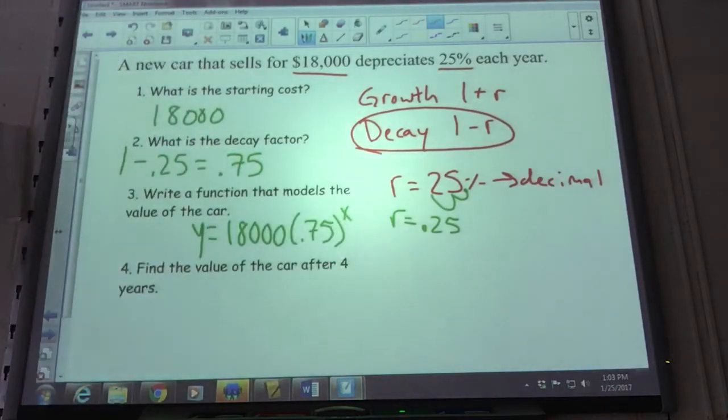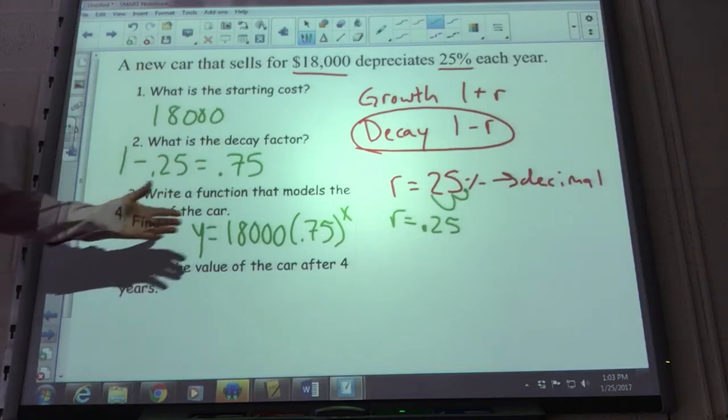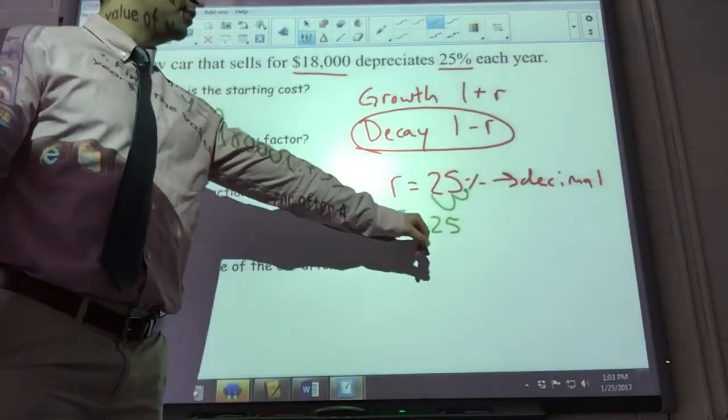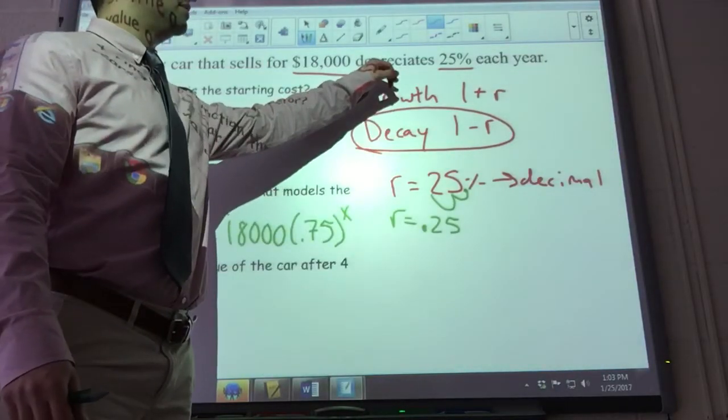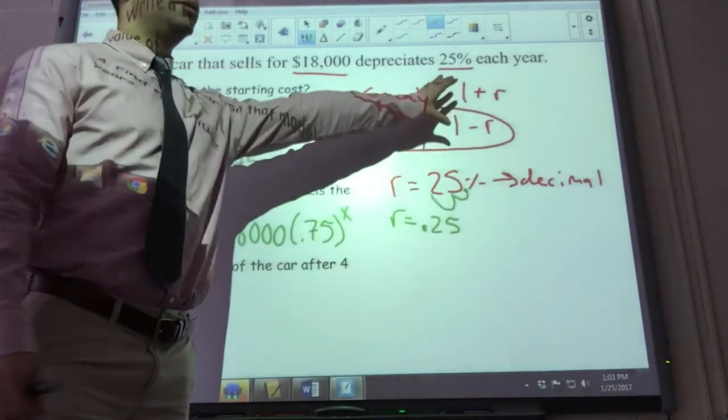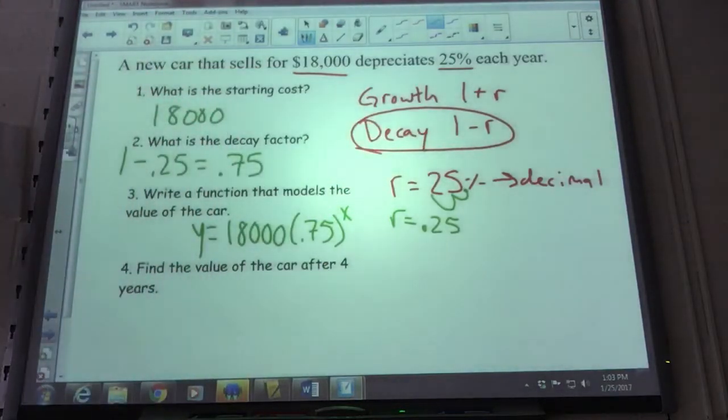and then for the last one you can plug in 4 for years if you'd like. But that's it. It's just basically turning the percentage that you're given in the problem into a decimal, determining whether the problem is a decay or a growth, and using this small formula to create your B.